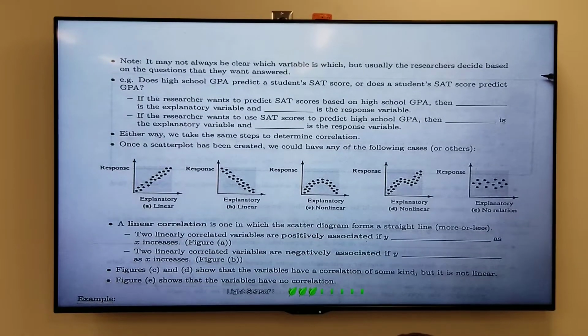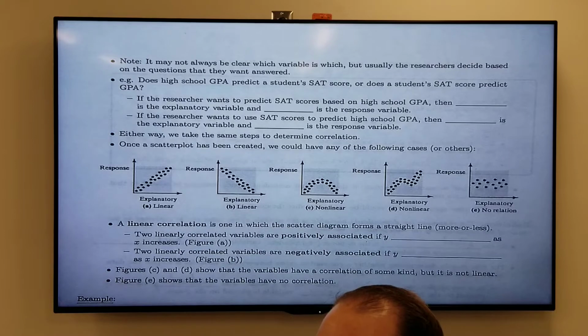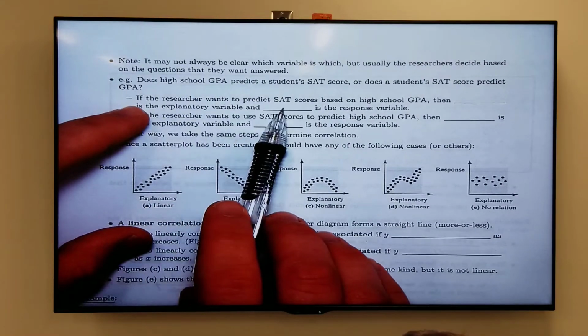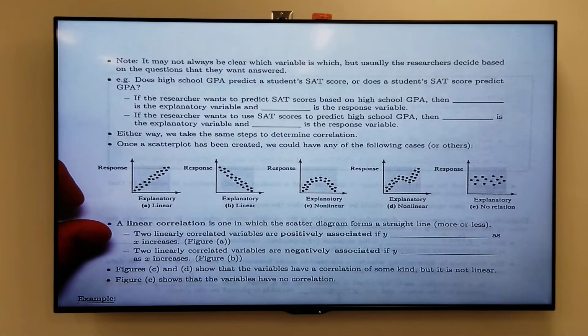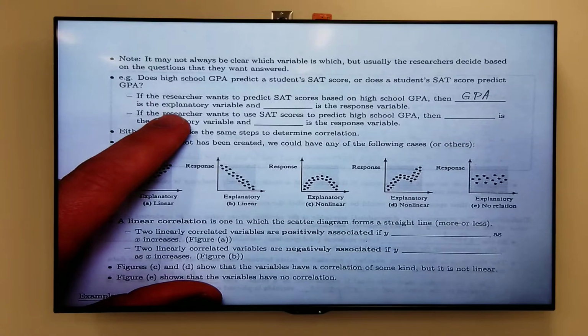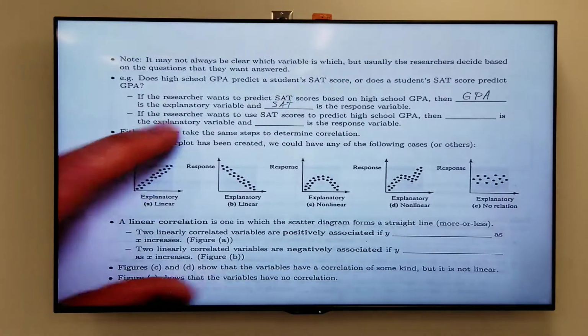Okay, so as I mentioned on the first page, it's not always clear which variable is supposed to be your response variable and which one is supposed to be your explanatory variable. For example, you might have some kind of question that's trying to figure out if there's a relationship between GPA and SAT score. But then the question is which one of those would be the explanatory and which one would be the response? Well, if the researcher wants to predict SAT scores based on high school GPA, then the GPA would be the explanatory variable and the SAT score would be the response, right?